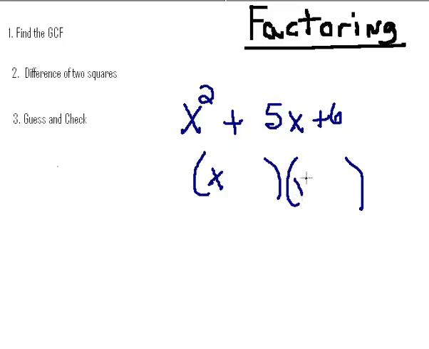X. What times what is 6 that will add up to give you 5? Right, think of the factors. Great job. It's going to be 2 and 3.